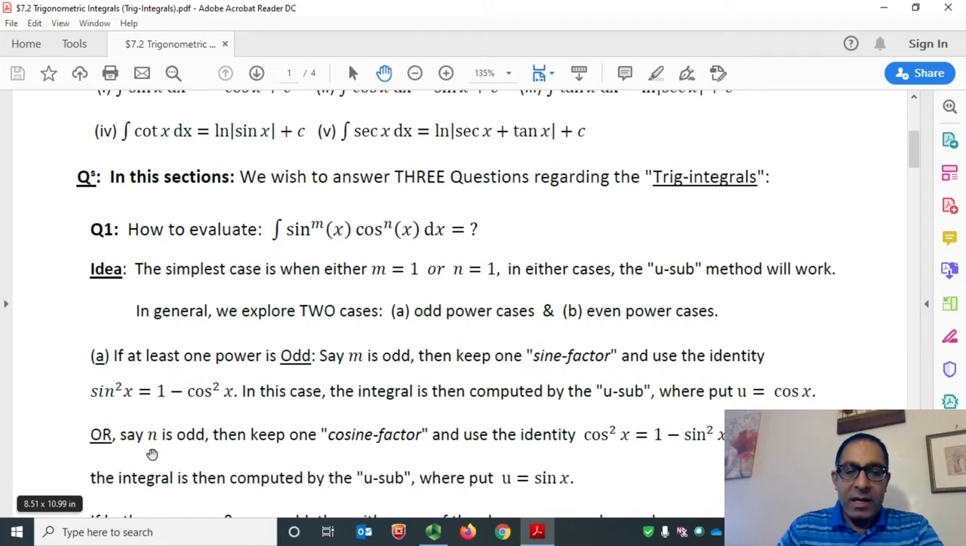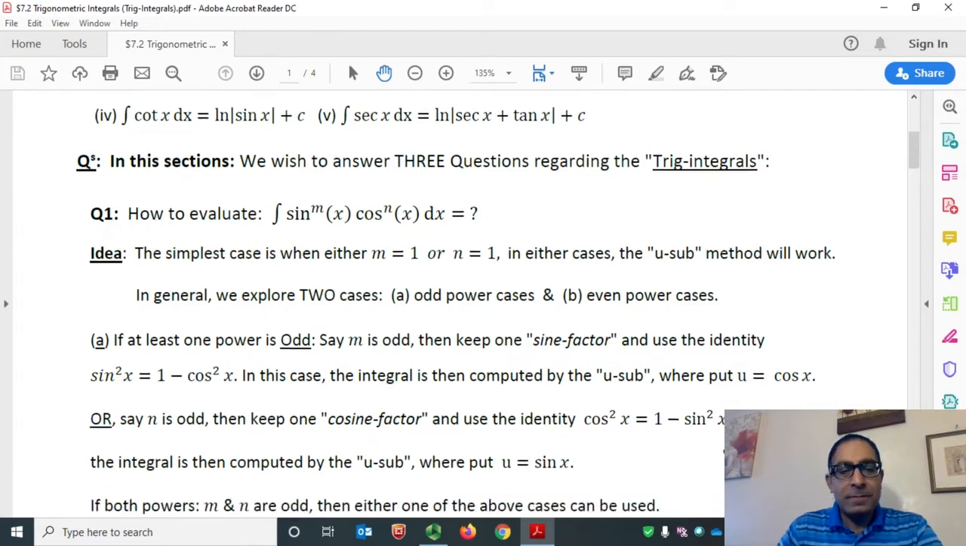Or say n is odd, where n is the power of cosine x. Then keep one cosine factor and use the identity cosine squared x equals 1 minus sine squared x. In this case, the integral is then computed by u substitution, where we put u equals sine x. These are the ideas to solve the integrals of the type in question number 1. Let me scroll down.